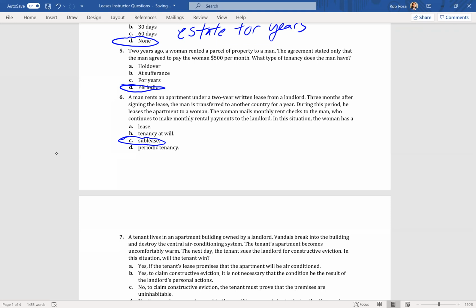Right? So remember, they didn't give up all the rights, because if they gave up all the rights, that would be an assignment, but this is a sublease.